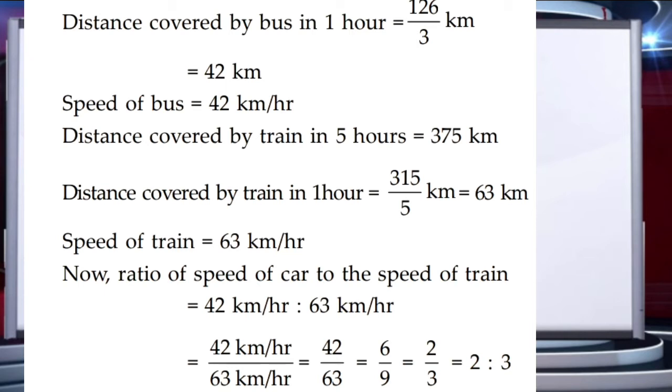Here the distance covered by train in 5 hours is 315. So in 1 hour it will be 315 divided by 5. Sorry, it is not 375, it is 315. So distance covered by train in 1 hour is 315 divided by 5, that is 63. So speed of train is 63.